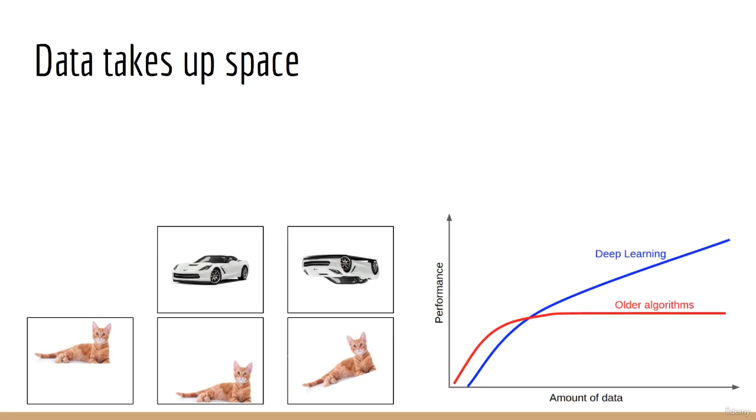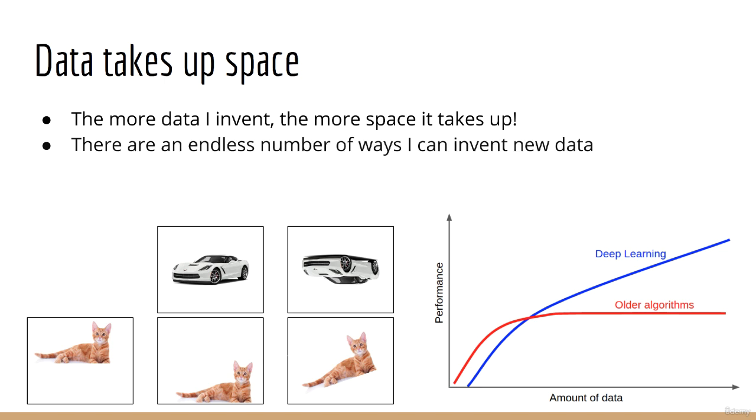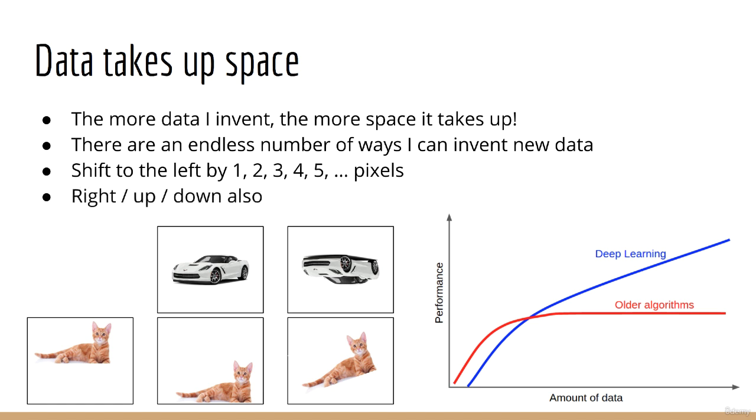Now, here's one problem with this approach. Data takes up space. So the more new data I invent, the more space it takes up. And on top of that, there are an endless number of ways I can invent new data. I can shift the image to the left 1 pixel, 2 pixels, 3 pixels, 4 pixels, 5 pixels, and so forth. And I can also go in the other direction.